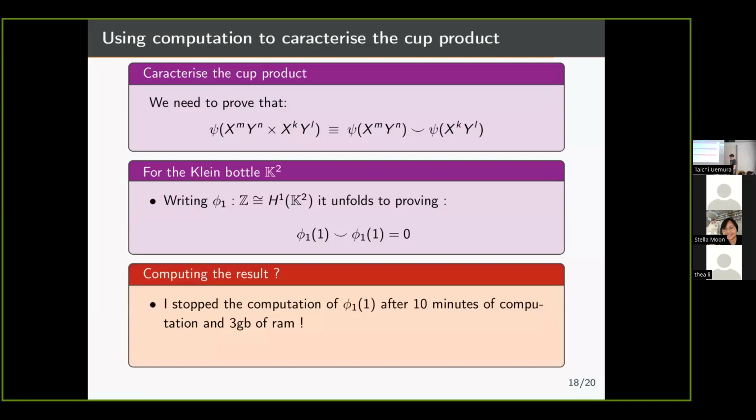So if you try to compute that, well, it doesn't exactly work. If you try to compute just phi1 of 1, I have to stop it after 10 minutes of computation, 3 gigabytes of RAM. So it doesn't exactly work. And the worst thing is that if you actually try to compute the cup product, so the square of that, it's going to be even worse. So there is a trick.